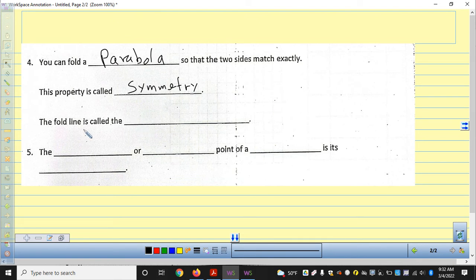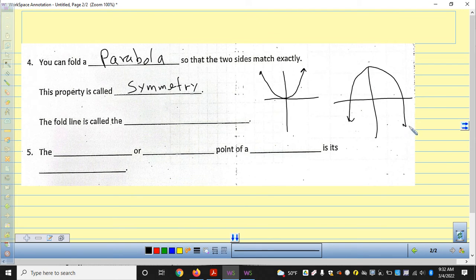And the fold, if we fold the parabola in half, I'm going to draw the little pictures that we drew on the other page here again. You already have these, so you can use the ones that you have drawn. I just want them on the same page here. If we fold this parabola, the left side over the right side, they match exactly. Same with this one, if I drew them perfectly. The fold, where we fold it, the line, is called the axis of symmetry.